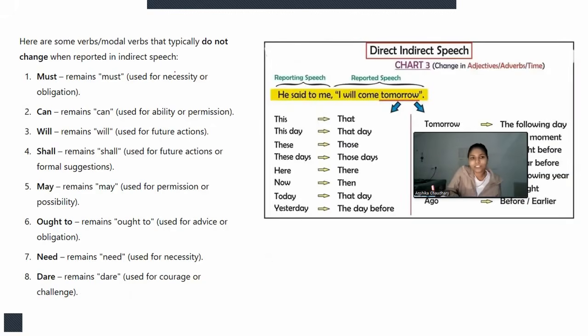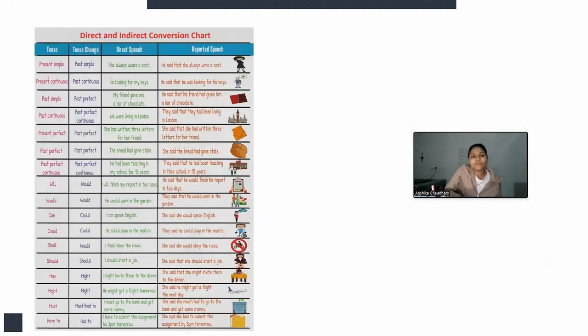Here I have written down the other modal verbs available apart from must. These are all the verbs that will not be changed during direct indirect speech, and this is the rule chart. See, past simple will be converted to past perfect, as we have done in the teacher asked sentence. So this is how we can convert, and I have taken some examples. I think it is clear to you. So let's move on to the next questions for today.